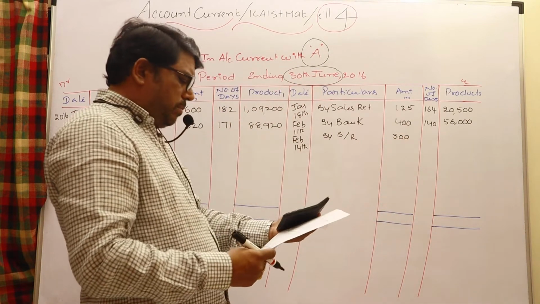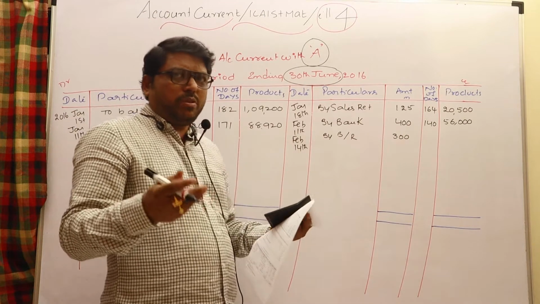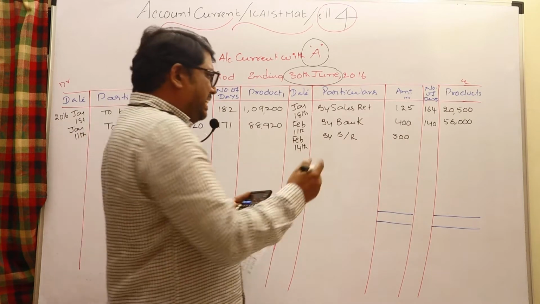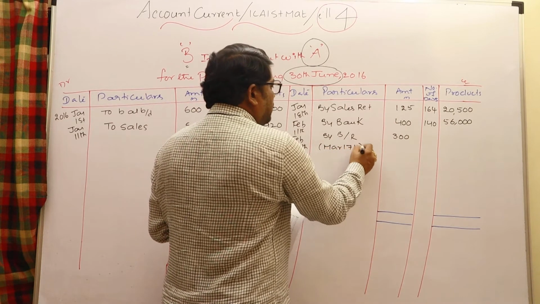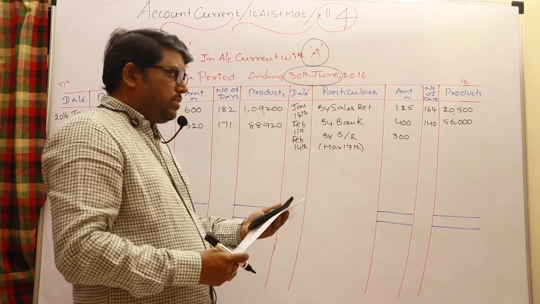This is the bill for 1 month. February 14th plus 1 month is March 14th, plus 3 grace days. Therefore, the due date will be March 17th.